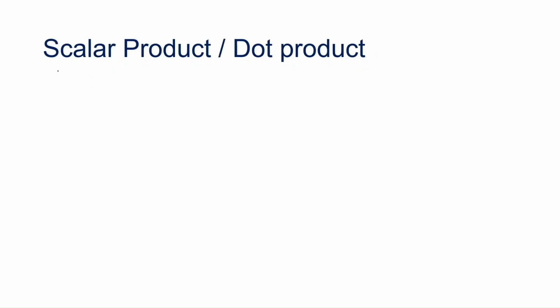In this video, I will talk about the scalar product. This is also known as a dot product. Consider first, we have vector A, something like this, and we have a vector B, something like this. Between them, the angle is given by theta. Let's call it this angle theta.